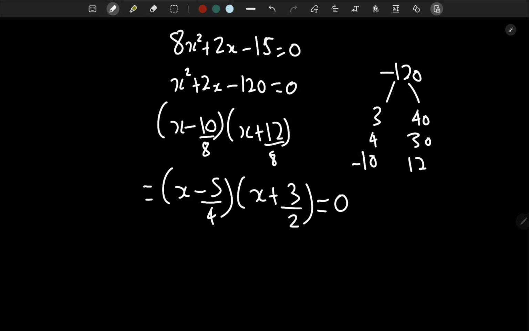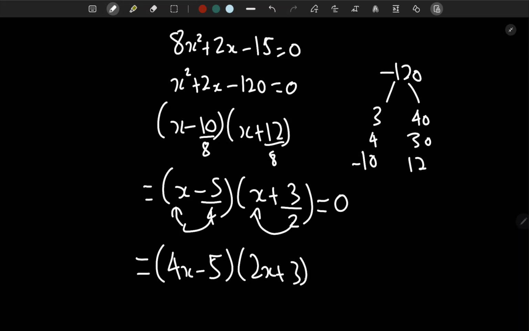And now the last step which is left is to take the denominator and multiply it by x here, and the same thing for the second brackets. So the final equation will be 4x minus 5 into 2x plus 3 is equal to 0. Now you can equate both of these to 0. So I'm going to write it over here.